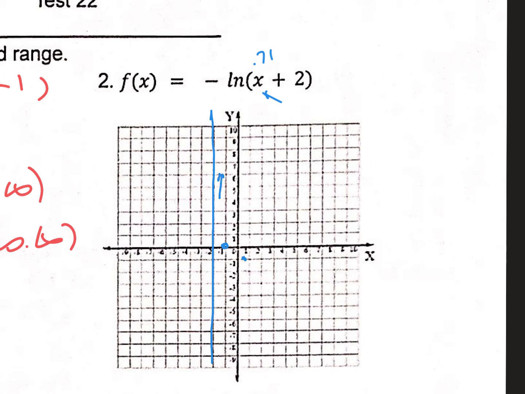So this graph is going to look like this, where your domain is from -2 to infinity, and your range is all real numbers, -infinity to +infinity. Hope that makes some sense.